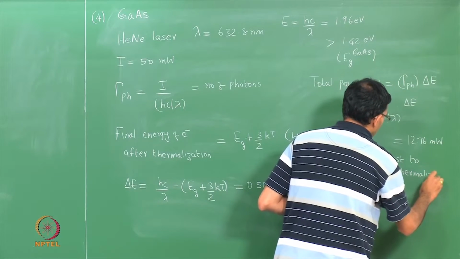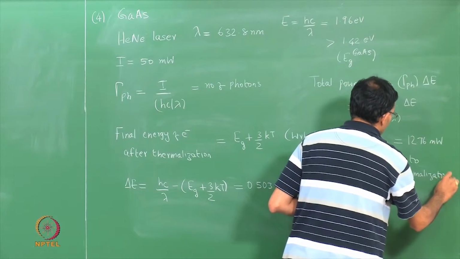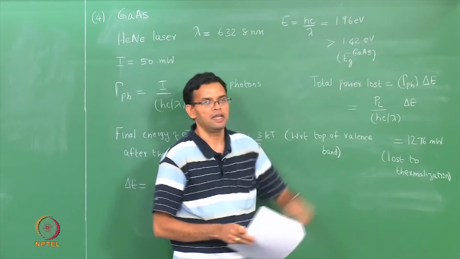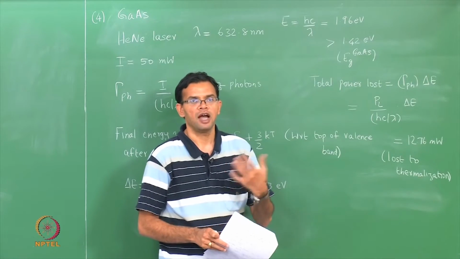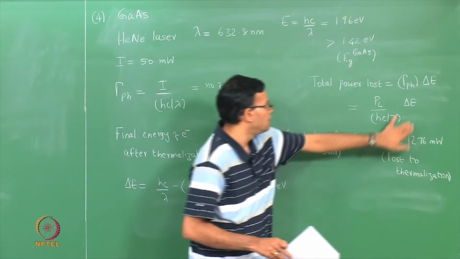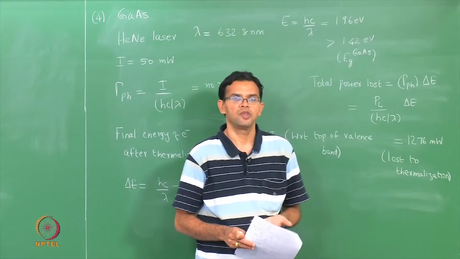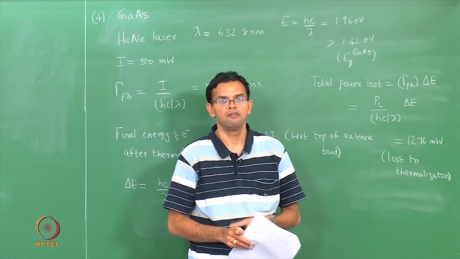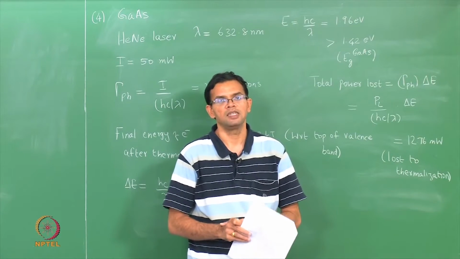If you increase the energy of the incident light, so instead of helium neon with 1.96 electron volts, if you have a higher energy light, the value of delta E will be higher, which means more amount of power will essentially be lost to thermalization.